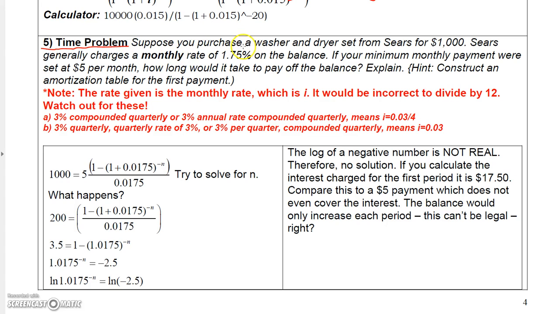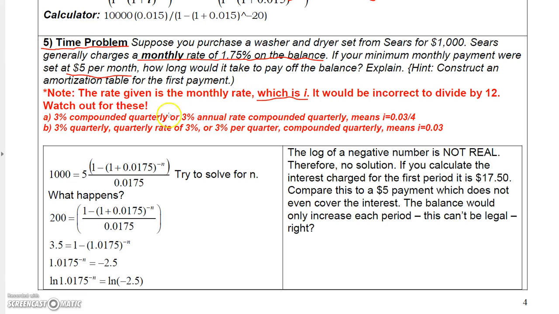Let's say you purchase a washer and dryer from Sears or whatever your favorite store is for $1,000. And let's say they charge a monthly rate. Now again, I'm giving you the monthly rate, not the annual rate, of 1.75% on the balance. So we know that the rate i is 0.0175. Let's say your minimum monthly payment were set at $5 per month. So in other words, every time Sears sends you a bill, they only charge you $5. And you want to know how long it would take to pay off the balance.